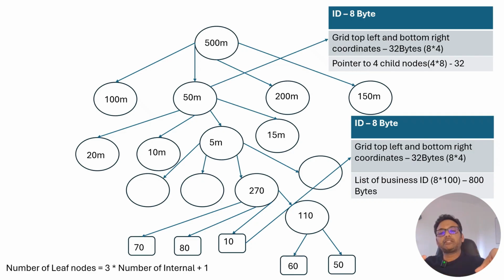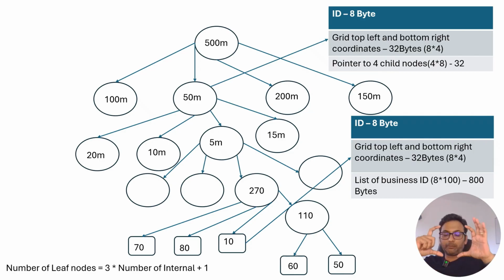And further we break it down, and we keep breaking down until our condition is met. In this case, our condition is that the number of businesses in that quadrant should be less than 100. So all the leaf nodes in this tree structure have less than 100 businesses. Now, how to store this data: for the non-leaf nodes, we will have the ID, which is 8 bytes, and then the grid's top left and bottom right coordinates.